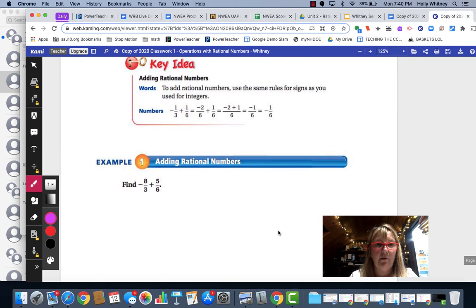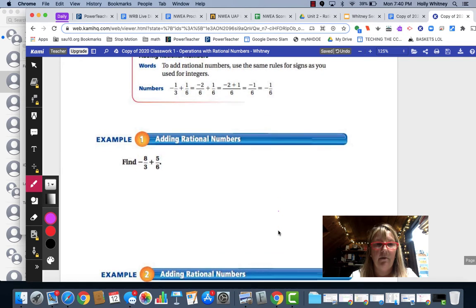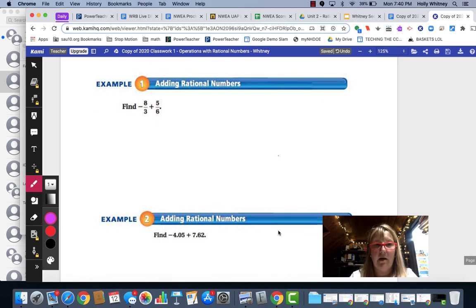So we're going to start with example 1, which is adding negative 3/8 plus 5/6. This really isn't that much different than adding fractions to begin with, except we're going to do your favorite, which is finding a common denominator. And I know that that can be a little bit of a struggle.